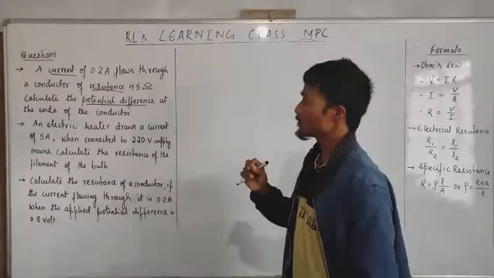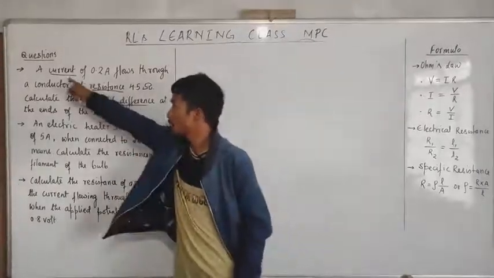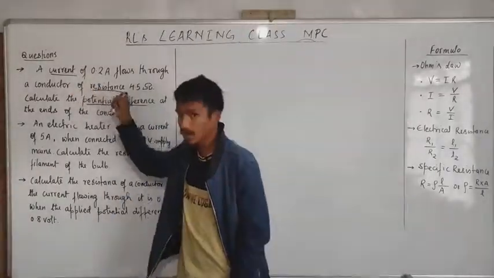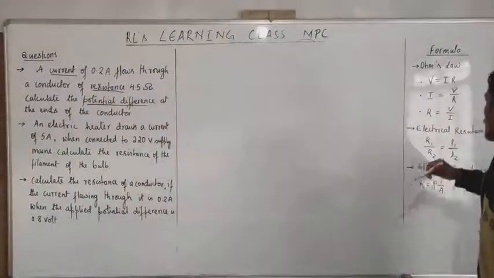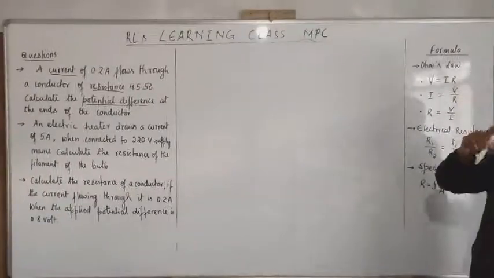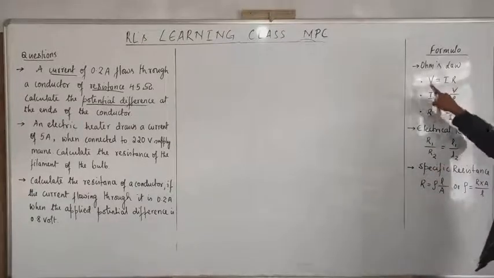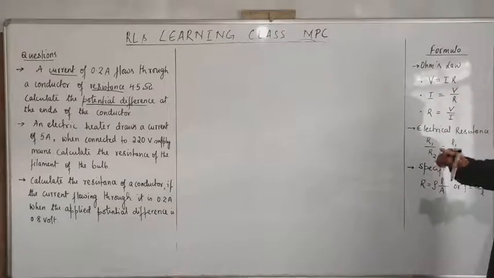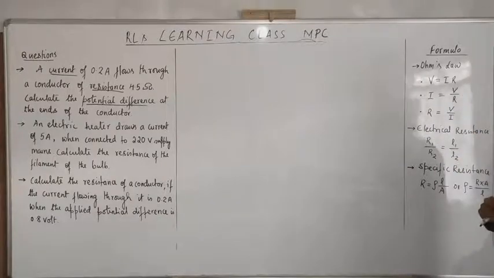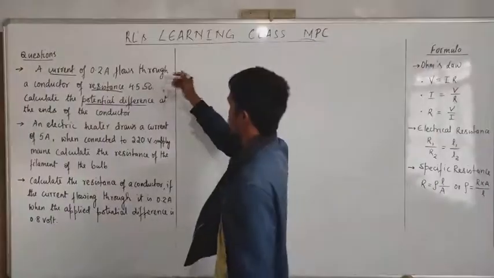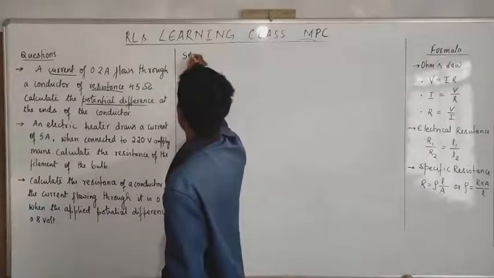You need to know what the symbol of current is, what the symbol of resistance is, and what the symbol of potential difference or electric potential is. Here I stands for electric current, and V stands for electric potential or potential difference. Then R will be taken as electrical resistance. Now, in this first question, the solution.